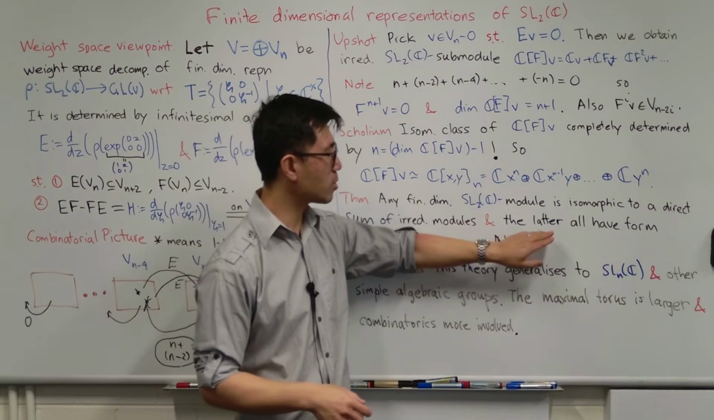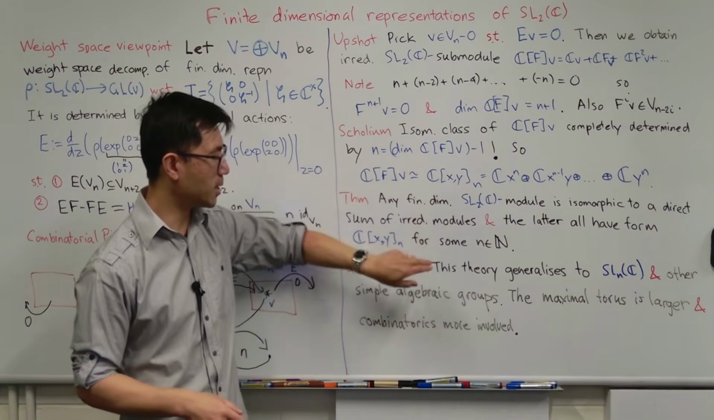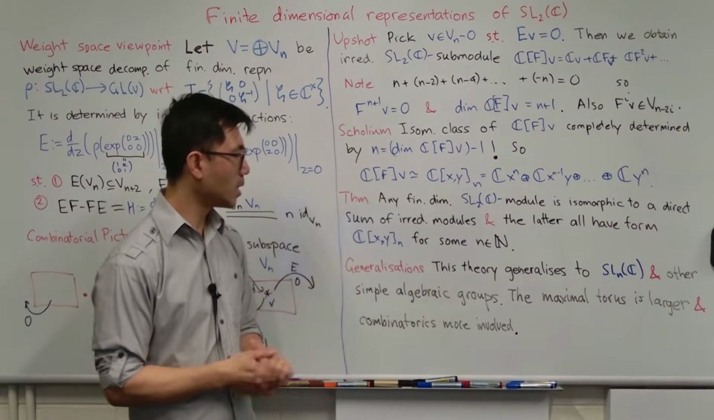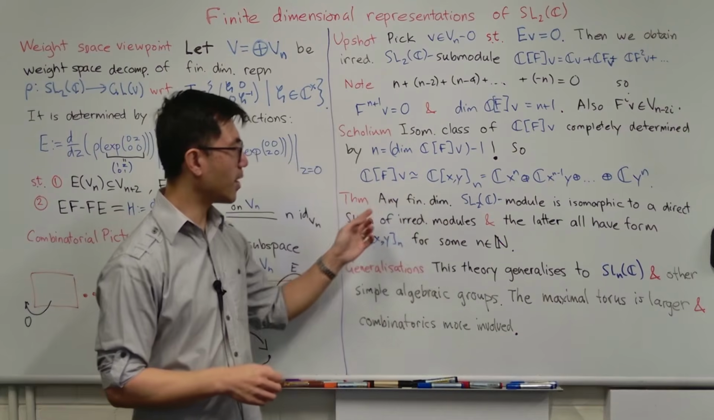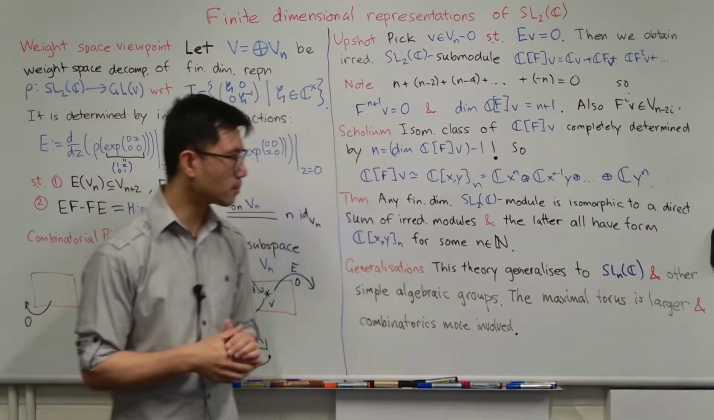So what are all the irreducible modules? The latter all have the form C[X,Y]_n, as I've described here. And n here is just any natural number. Let me just say a few words about the fact that this is isomorphic to a direct sum of irreducible modules.